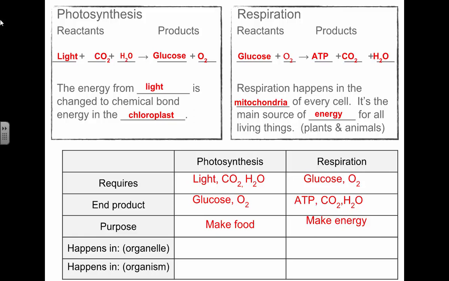The organelle it takes place in? Photosynthesis? Colton? Chloroplast. How about respiration, Joey? Mitochondria. And then finally, what types of organisms does photosynthesis happen in? Arpan? Heterotrophs. No? I think you're mixing the two up. Ella? Plants, autotrophs. There are some other things, some bacteria, some protists. We're going to just say plants.